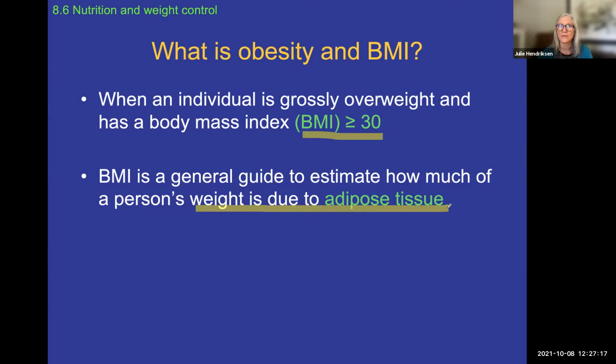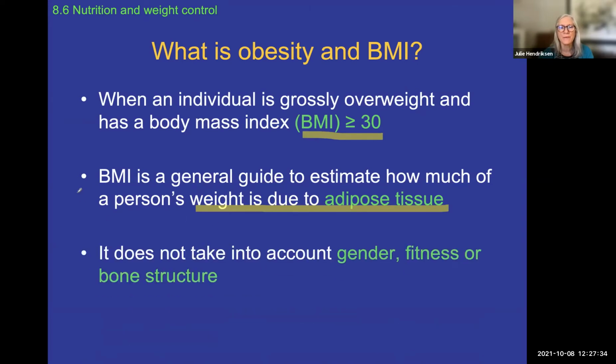Remember, adipose is a nice word for fat tissue, which we do need. We need fat tissue for protection, for insulation, for nutrients, for making hormones in the steroid category. So adipose tissue is needed, but we have to have it in the appropriate amount. BMI is a measure that does not take into account gender, male or female, fitness level, or bone structure. So it really is a general screening to understand whether a person's weight has too much to do with adipose tissue as opposed to bone and muscle.